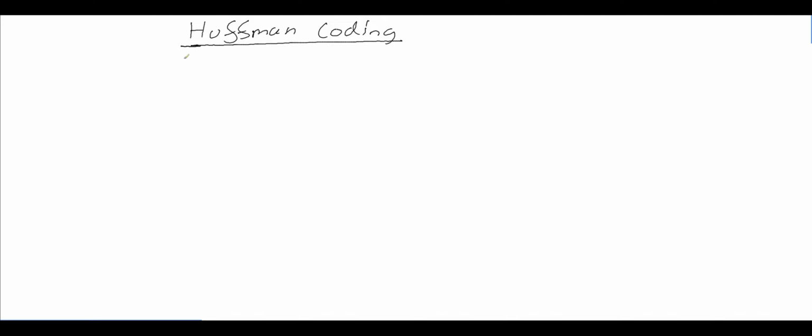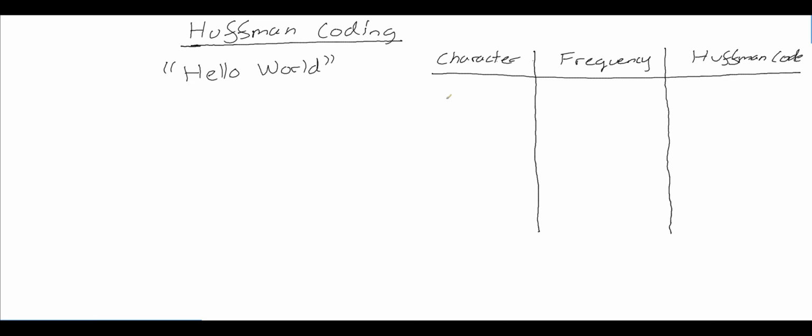My example is going to be that I want to compress the text hello world. What we've first got to do is look at the characters in hello world and see how frequently they occur in the text. So I'm going to do a little table over here. The first character we've got is L.